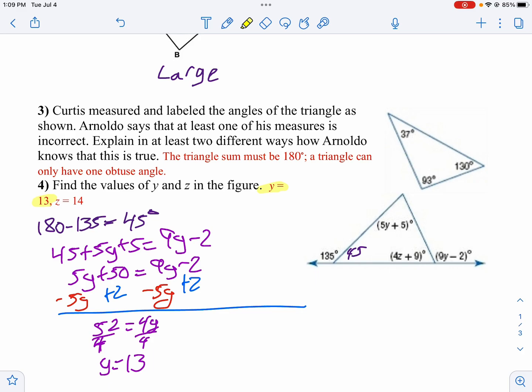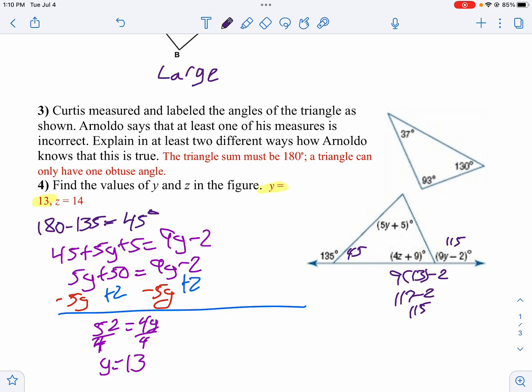Now how do I get z? I could do a couple different ways. Let's find the value of 9y minus 2. Since y is 13, I take 9 times 13 and subtract 2. 9 times 13 would be 117, minus 2 would give me 115.